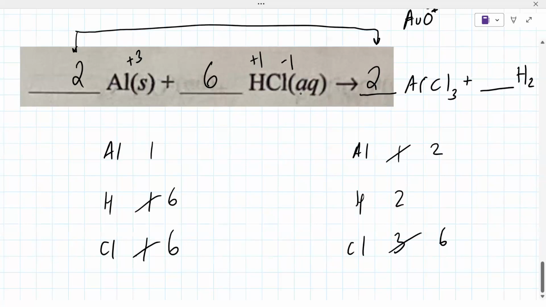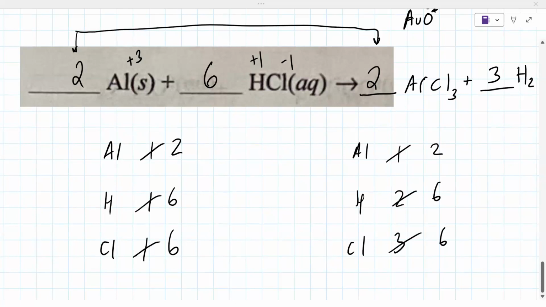So now this matches with the Cl's, putting a 2 on the left. And then to get your H's up, you can put a 3 here, and that'll get you to the 6. Okay. So it's a combination of a table and just being reasonable.